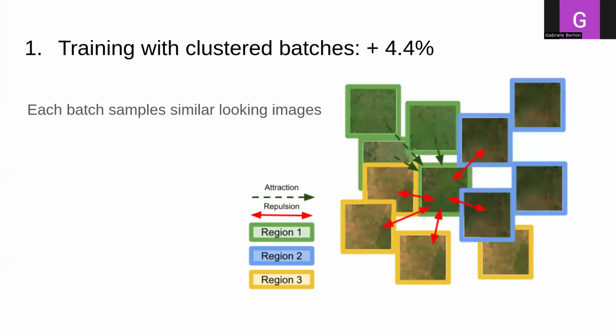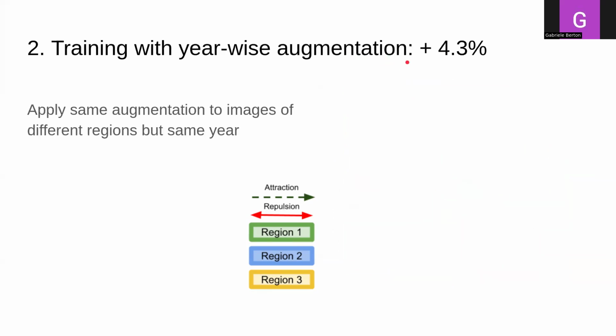So to make it more complicated, we use cluster batches, so that within each batch, all the images are taken from similar looking regions. For example, within this batch, all the images are sampled from plains. From the next batch, they might be sampled from deserts or coastlines and so on. And these improve results by 4.4%.